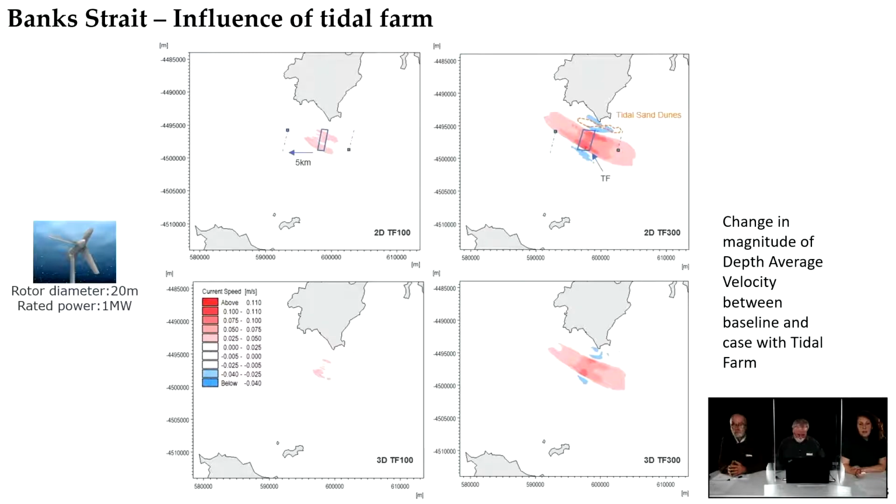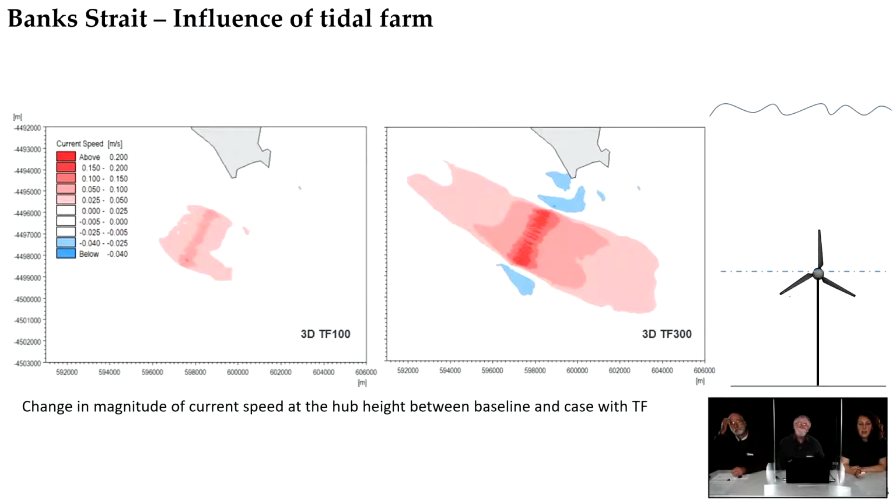insight, and we focused on the 3D model, and we looked in the water column to see where the biggest change is. And the biggest change is at the location of the rotor, as you can see in the little scheme with the turbine. This is the layer where the change is the most important.